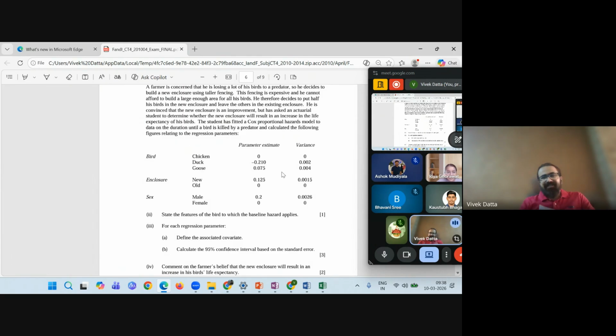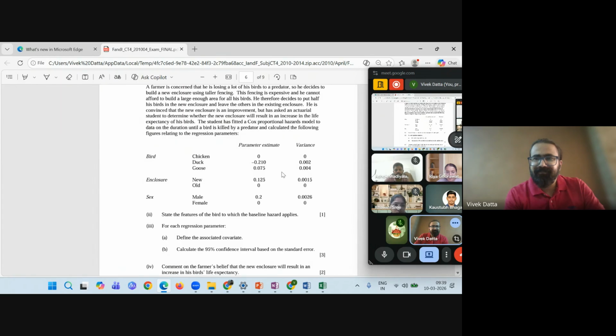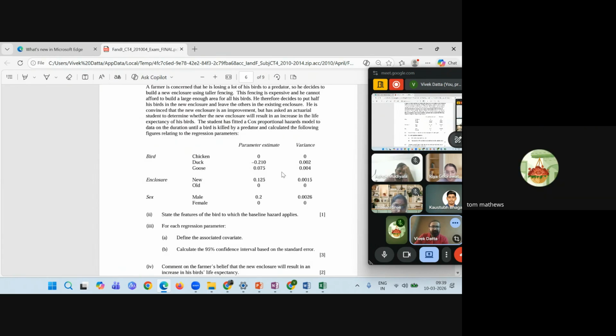See, in actuarial science, like I told you, I'm going to take you through the tough sums only, so that you understand where your level is at. You used variance in the last semester. You've been asked to do something clearly stated: a 95% confidence interval based on standard error. You know how to do it from SEM 1. It's x bar plus or minus 1.96 into standard deviation.